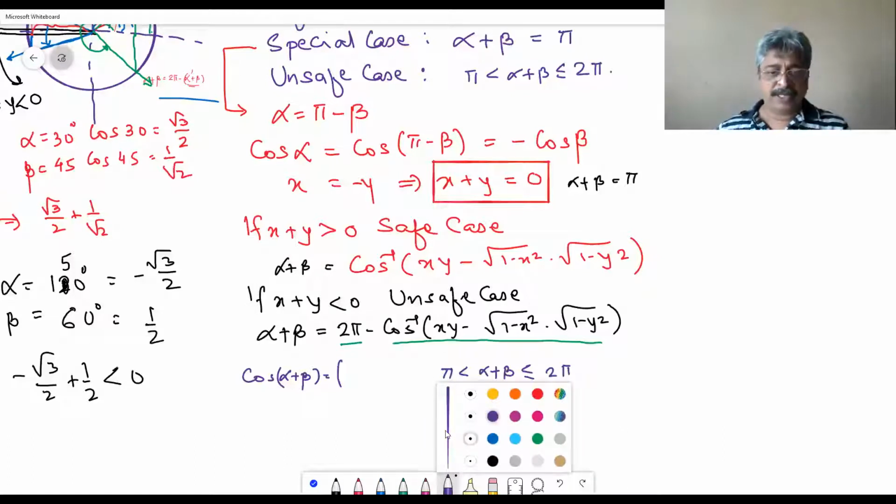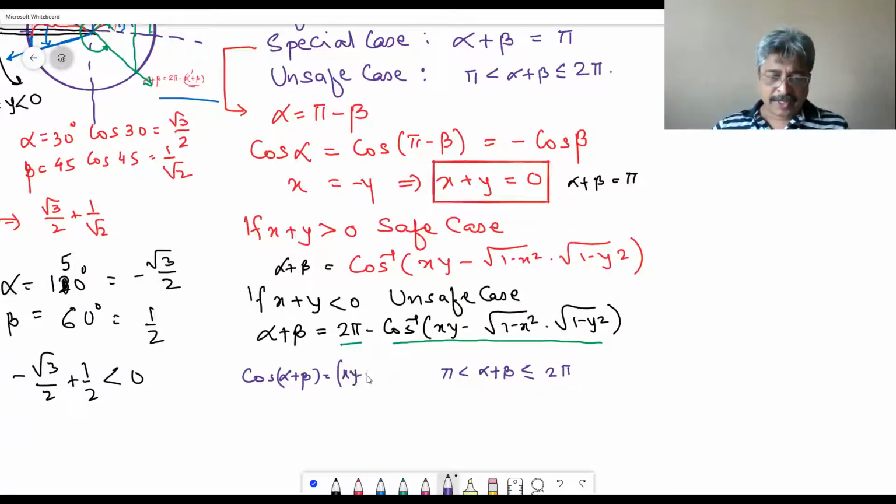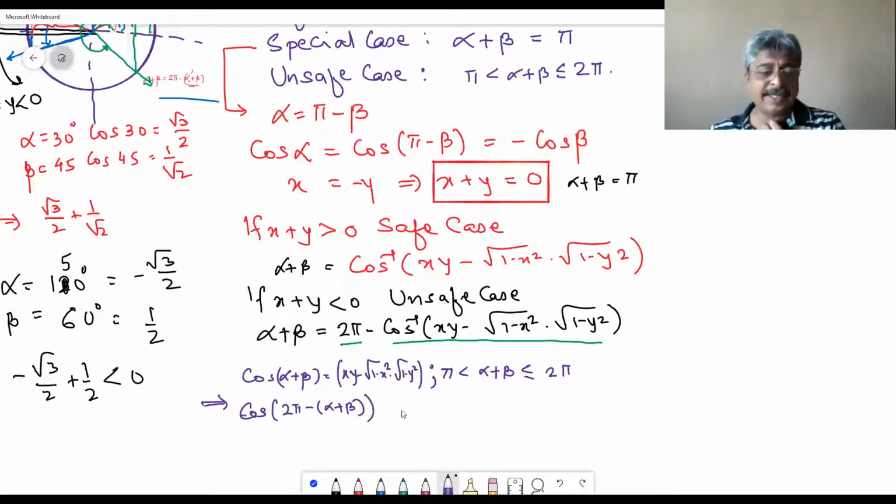Cos of alpha plus beta is equal to xy minus radical 1 minus x square into radical 1 minus y square, for pi. So this is where we are stuck. We cannot take cos inverse at this stage because this angle is not acceptable, and hence what trigonometric adjustment do we make here? Cos of alpha plus beta is equal to cos of 2 pi minus alpha plus beta, because 2 pi minus the angle is exactly the same angle.